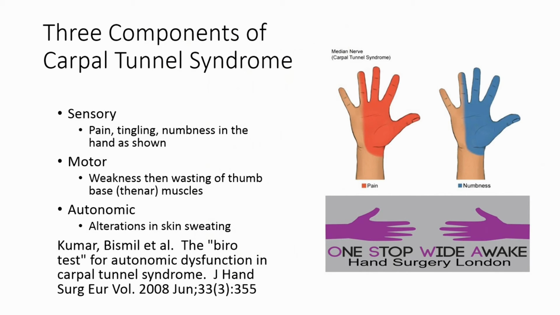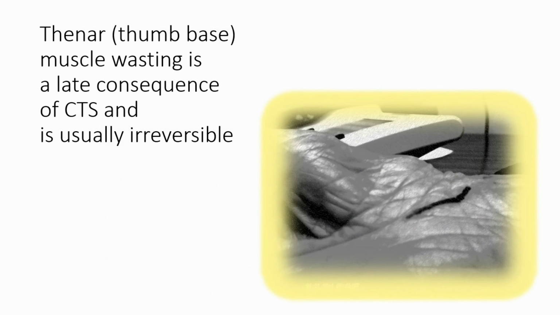Three components of carpal tunnel syndrome. Sensory: pain, tingling, numbness in the hand as shown. Motor: weakness then wasting of thumb base, thenar muscles. Autonomic: alterations in skin, sweating. Thenar, or thumb base, muscle wasting is a late consequence of carpal tunnel syndrome and is usually irreversible.